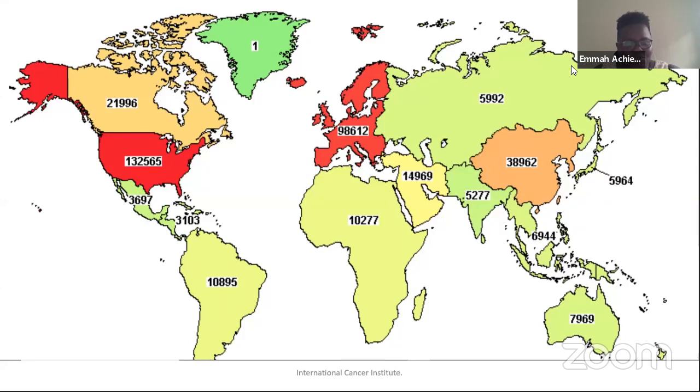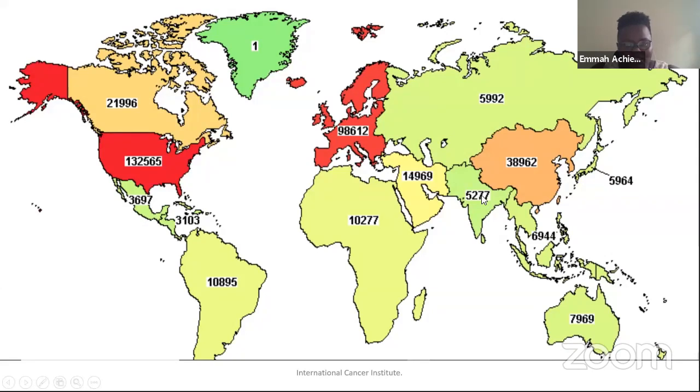The map I'm showing you is from clinicaltrials.gov. And this is one body that has listed all the clinical trials currently ongoing in the world. And I want you to note that when you look at Africa, the whole of Africa as a continent, we have 10,277 trials going on. And when you look at the US as a country, not as a continent, they have 132,000 trials going on. Canada, 21,000.